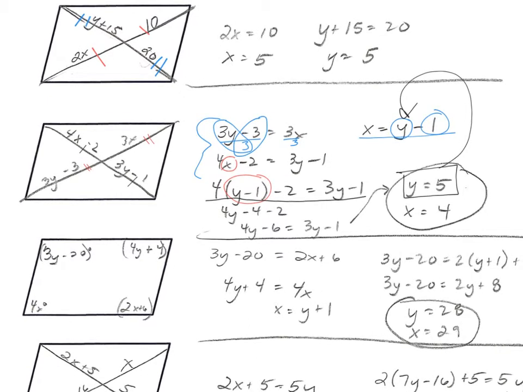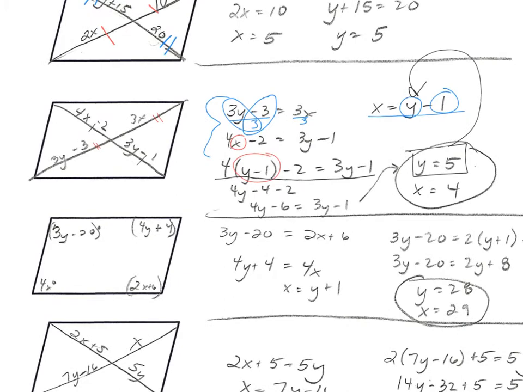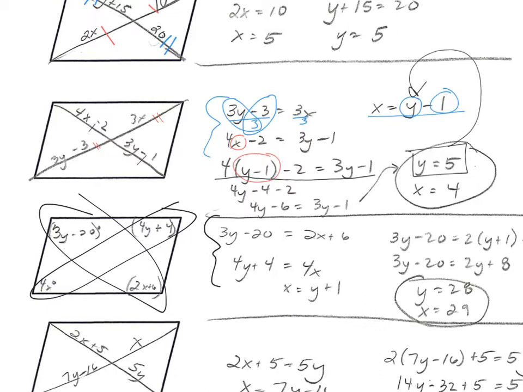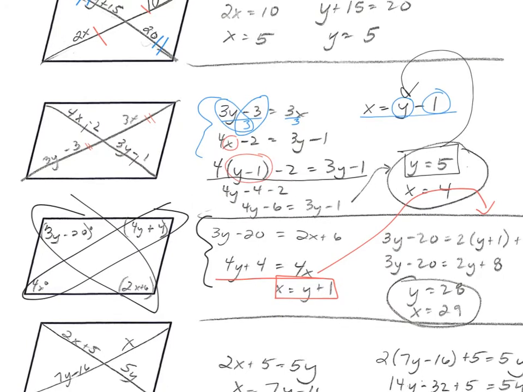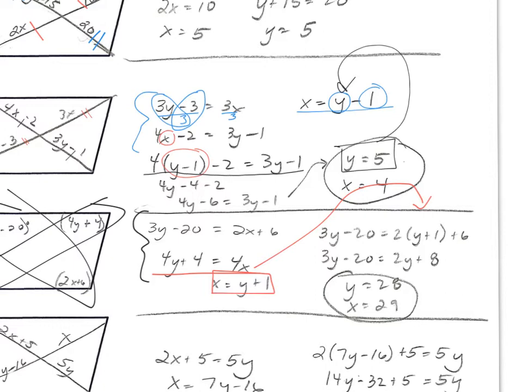Same thing with this problem right here. So in this problem, you set these two equal and these two equal, which we did right here. In one of these, you're going to solve for x or y. I would solve for x in this equation, so divide both sides by 4 and get x equals y plus 1, and then plug it in right here. So this was 3y minus 20 equals 2. But instead of writing x, you put in parentheses y plus 1. Solve for y is 28, plug it back in, you get 29.